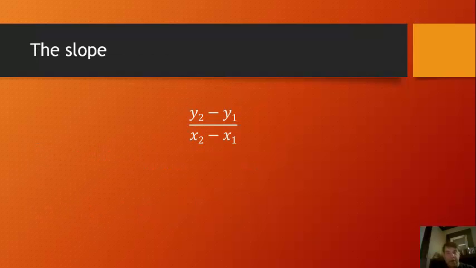Y2 minus y1 divided by x2 minus x1. If you have 2 points, x1, y1 and x2, y2, if you take the y's and divide them by the x's, it doesn't really matter which order you do them in, it'll come out the same. You're going to get the slope, or the slant.